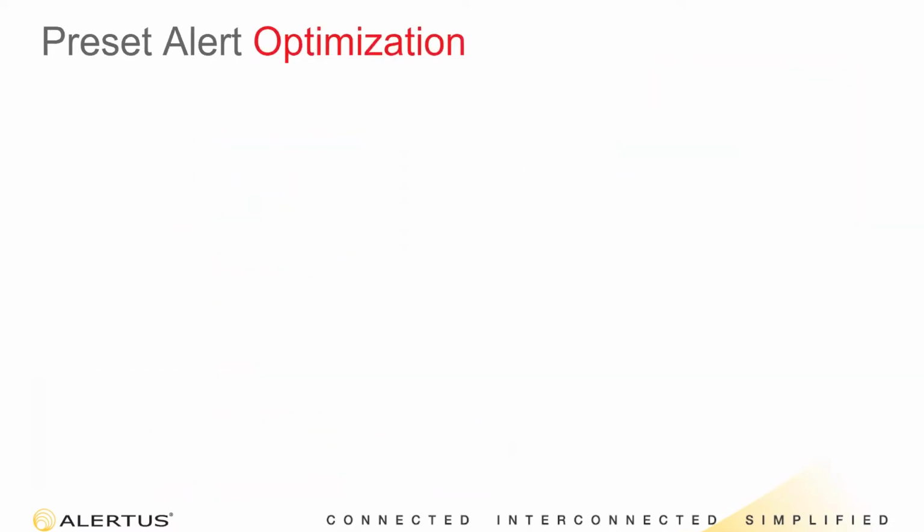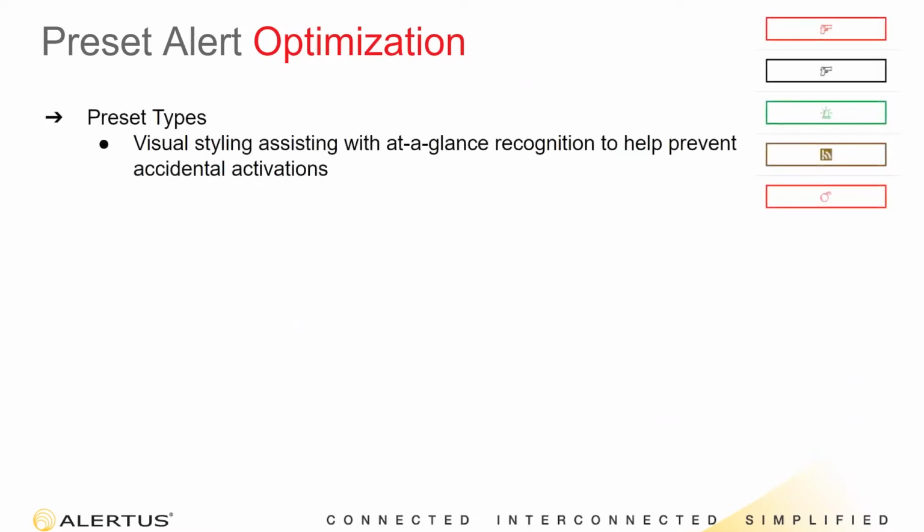Before we jump into the demo, I like to talk about a couple of ways that you can optimize your preset alerts with a bunch of features that we have. So first we have preset types. This is a visual styling that will allow users to notice at a glance what the preset alert will be used for. You can customize the colors and the icons that are contained in the preset alerts. These are great, especially when you're using the mobile activator app, because it will allow the user's eye to focus on the appropriate scenario at the time of activation.